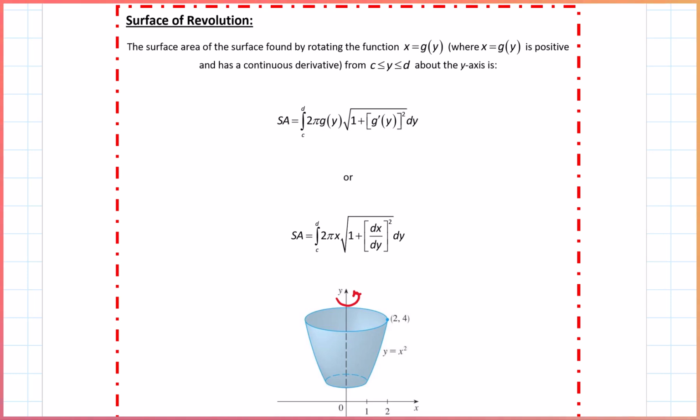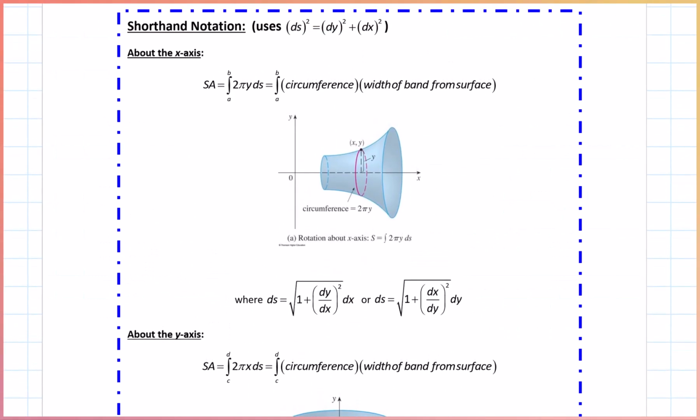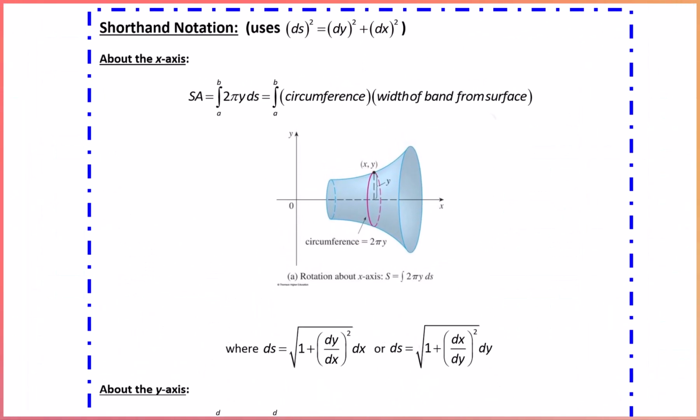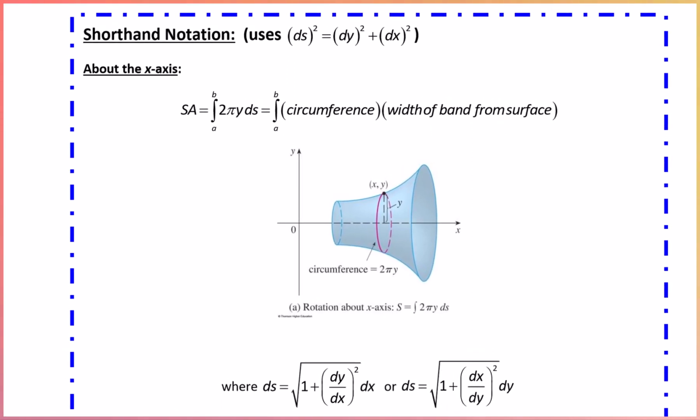And we have a little bit of shorthand notation. I want to just scroll down and look at a little bit of shorthand notation and talk about where the shorthand notation comes from, because sometimes I do like to utilize the shorthand notation. So if we use the shorthand notation that ds squared is the differential dy squared plus the differential dx squared.